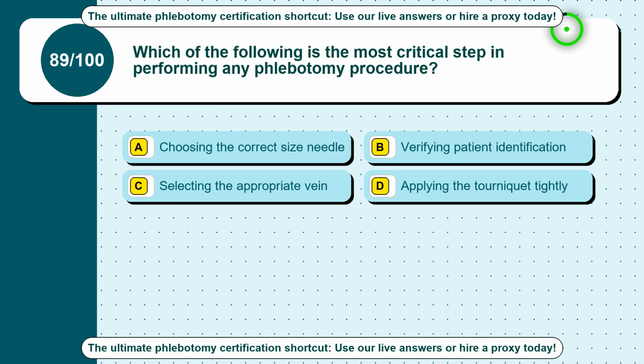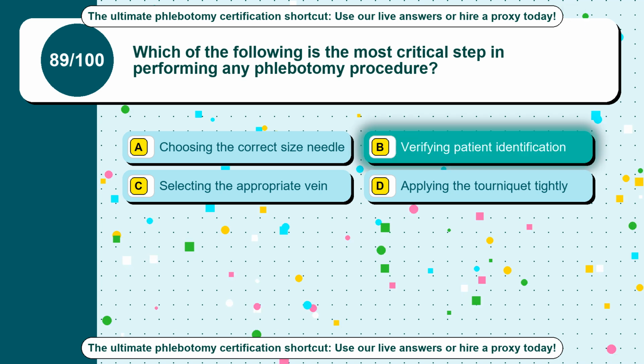Question 89. Which of the following is the most critical step in performing any phlebotomy procedure? Option A, choosing the correct size needle. Option B, verifying patient identification. Option C, selecting the appropriate vein. Option D, applying the tourniquet tightly. The correct answer is option B, verifying patient identification.